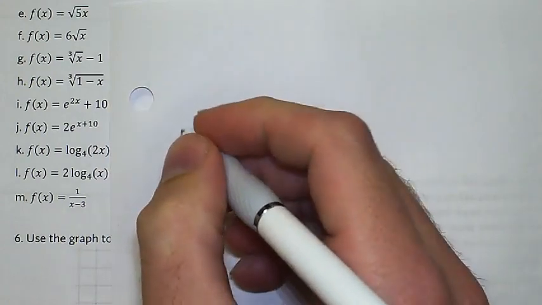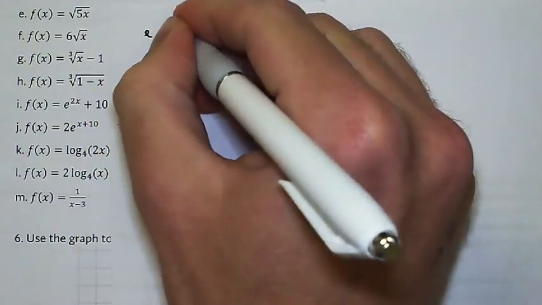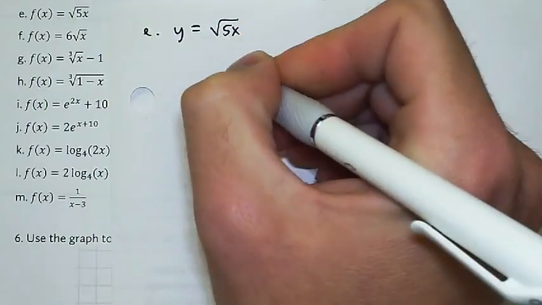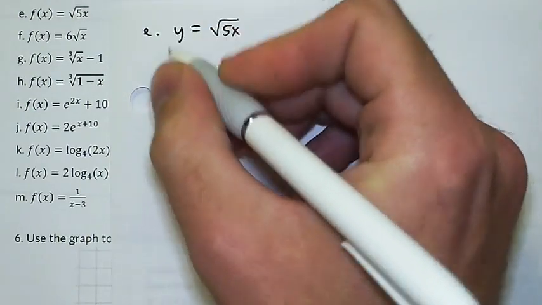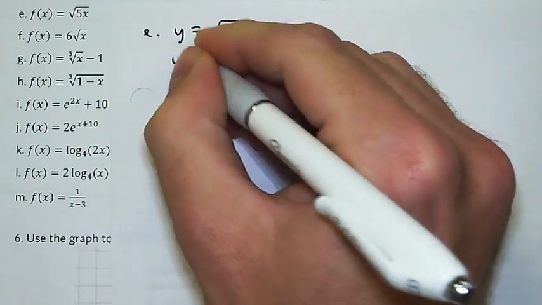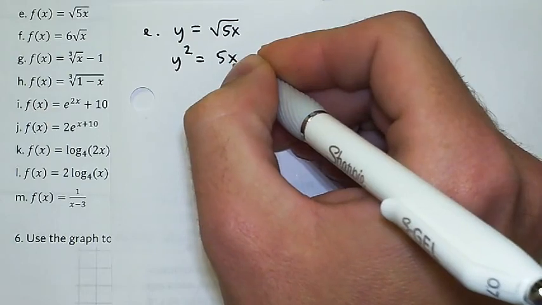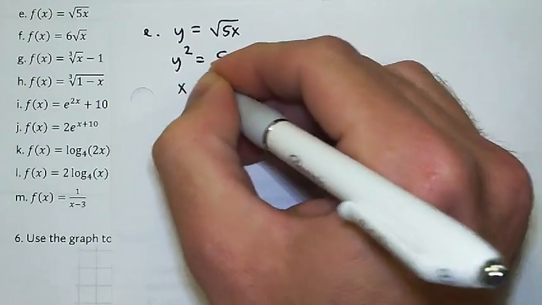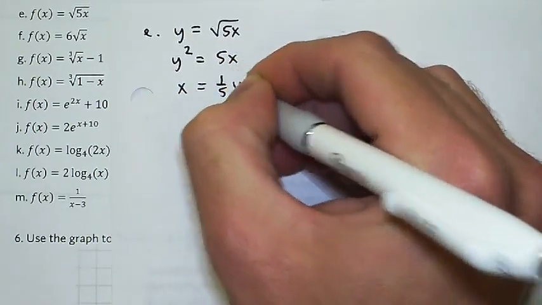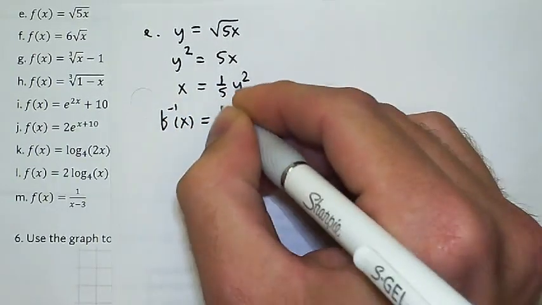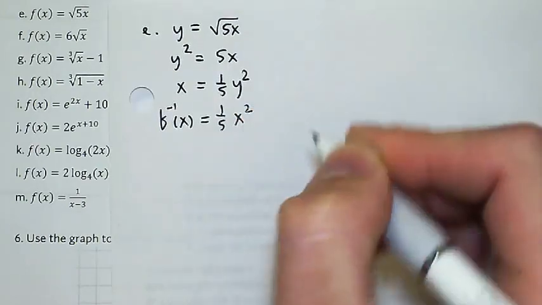Right, so y is the square root of 5x. Okay, I've got the radical isolated, so now I'm going to get rid of that radical. I'm going to square both sides. So y squared equals 5x. And if I'm trying to get x, I'm going to divide both sides by 5. And I'll say x equals 1/5 of y squared. So to get f inverse of x, I'm going to switch x and y, and I'm going to say, all right, that's 1/5 of x squared.